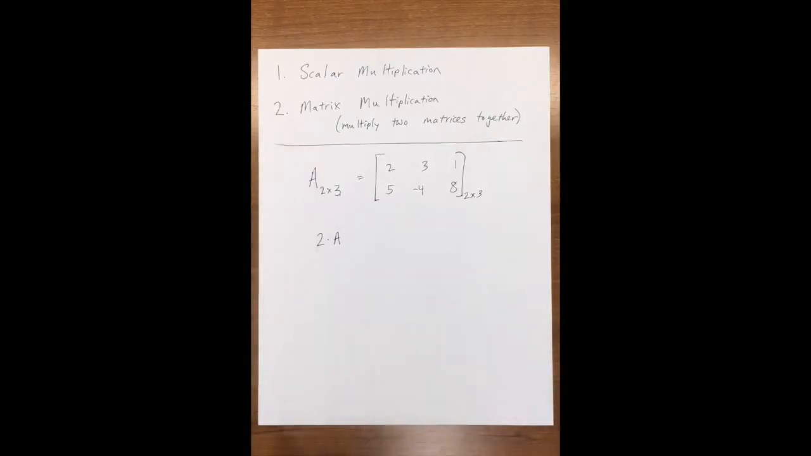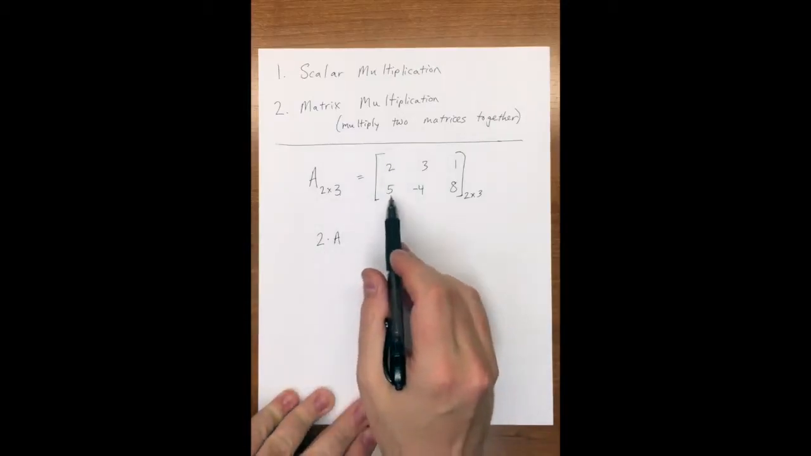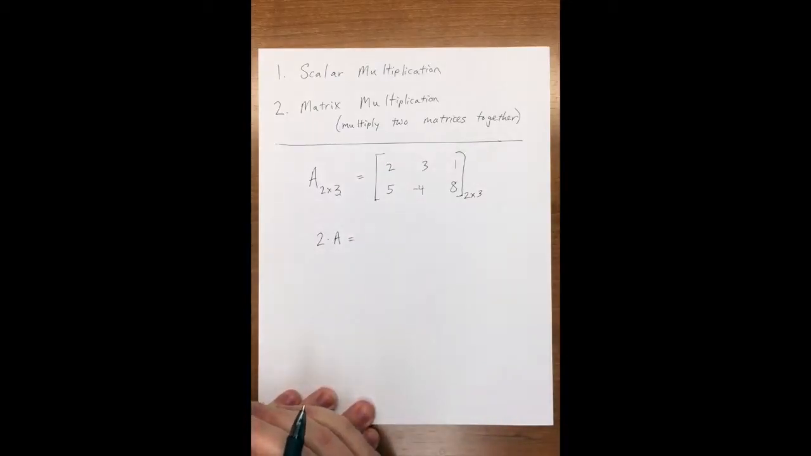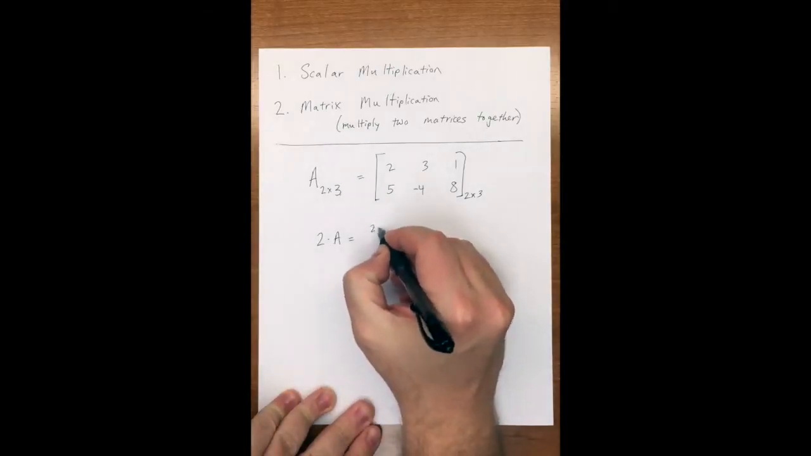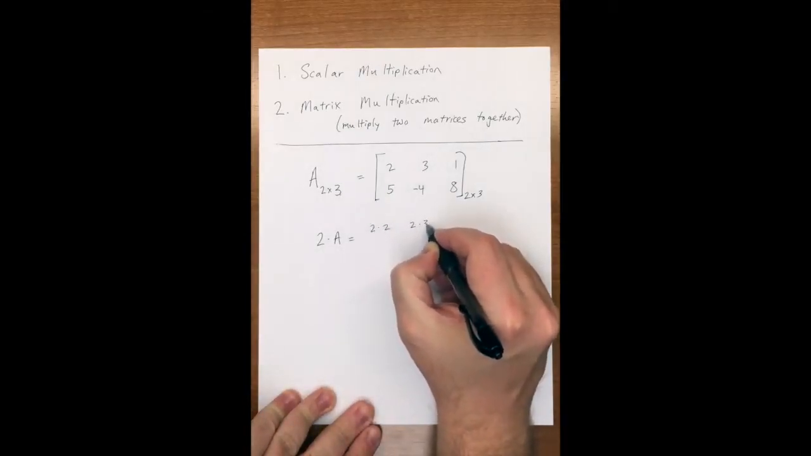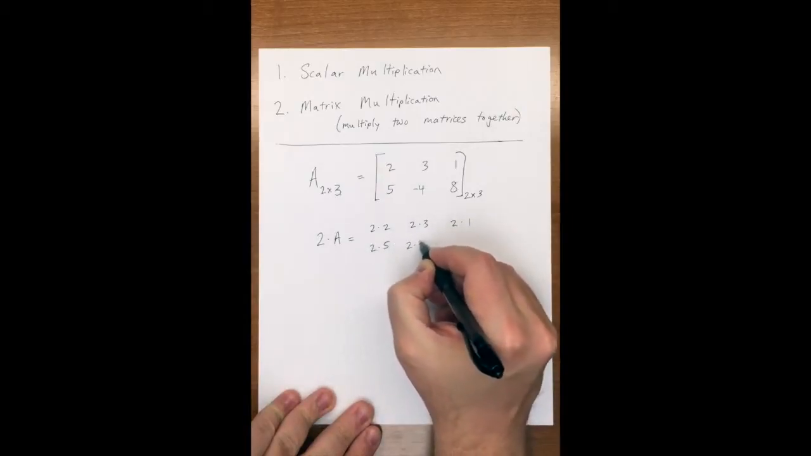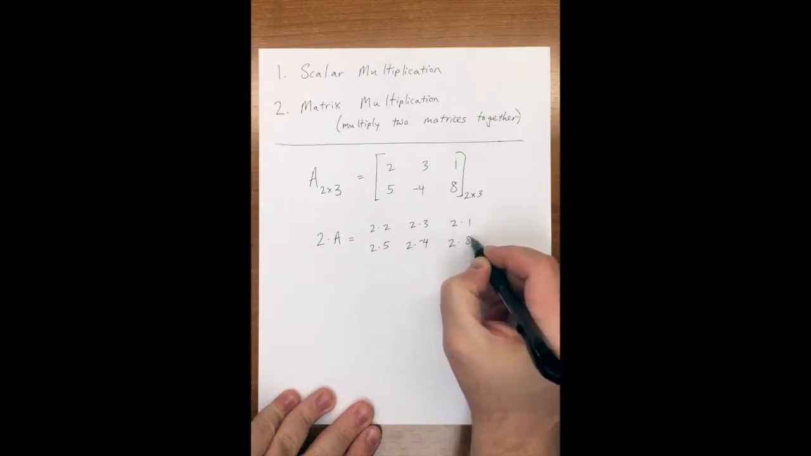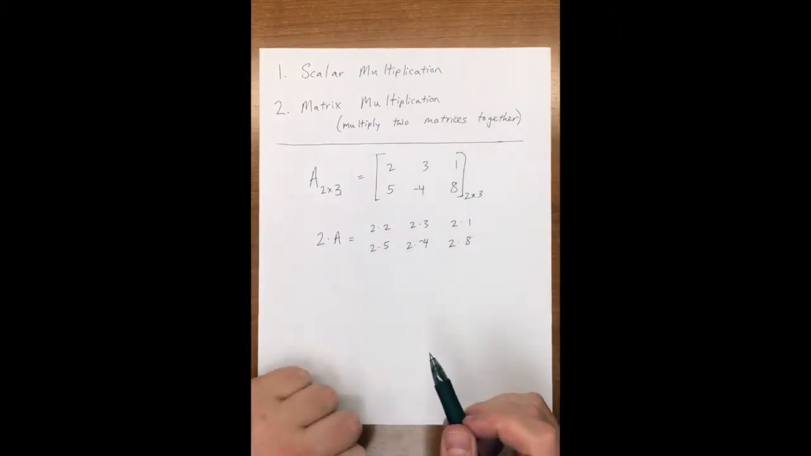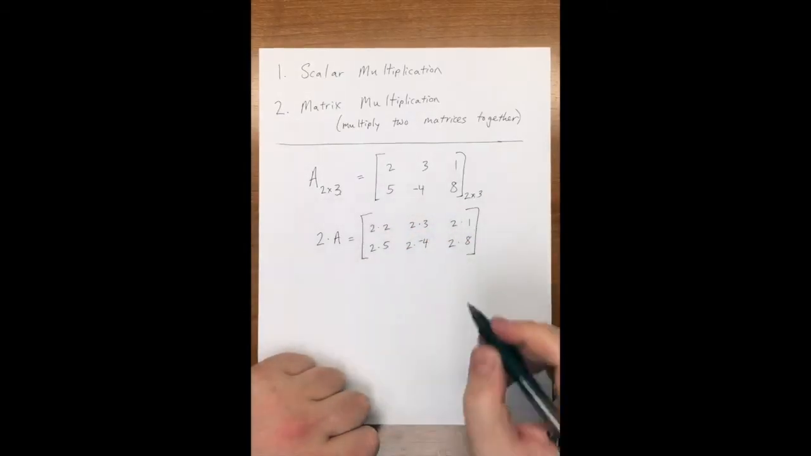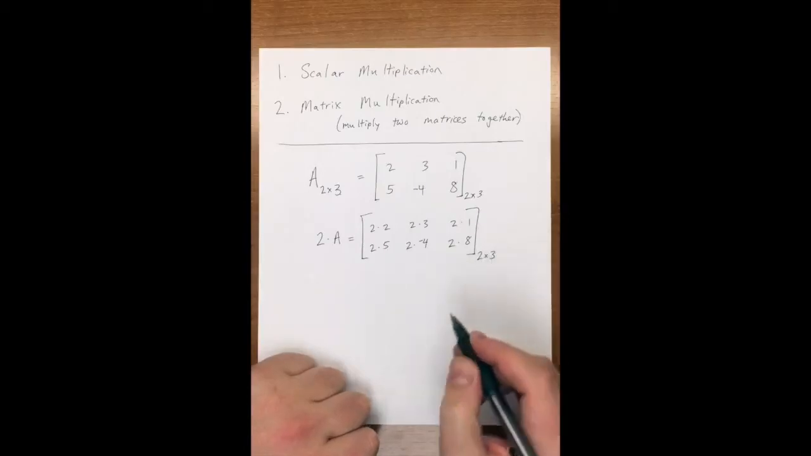Now 2A, it would seem that this scalar multiplication is probably a little bit more intuitive for you. What we're going to do is take all of the entries, all of the components, or all of the elements in A, and multiply each one of them by 2. So we're going to have 2 times 2, 2 times 3, 2 times 1, 2 times 5, 2 times -4, and 2 times 8. We're just going to take each entry in the matrix A and multiply by 2, and we're going to get a new matrix. Notice this new matrix is also going to be a 2 by 3 matrix.